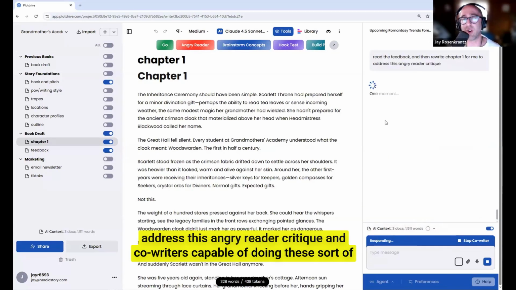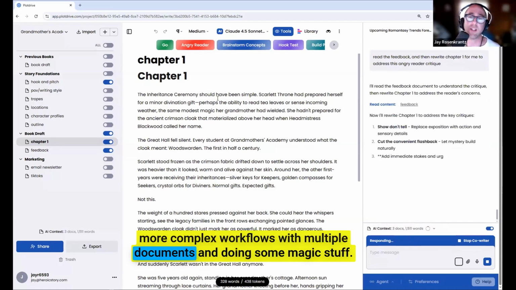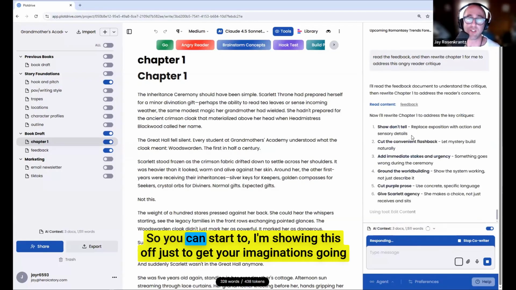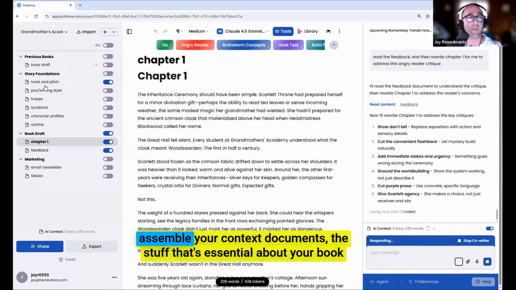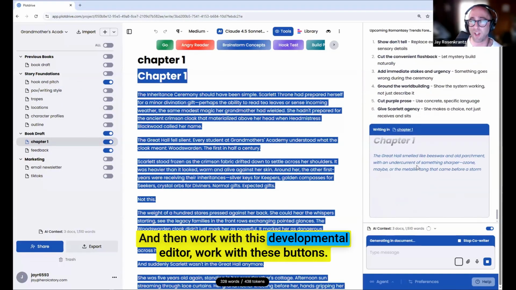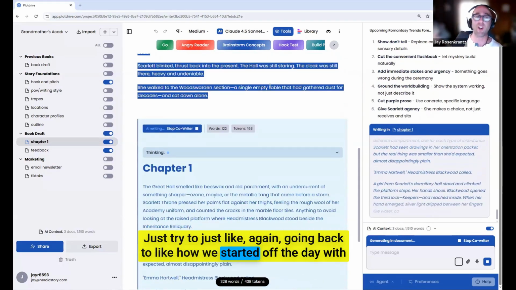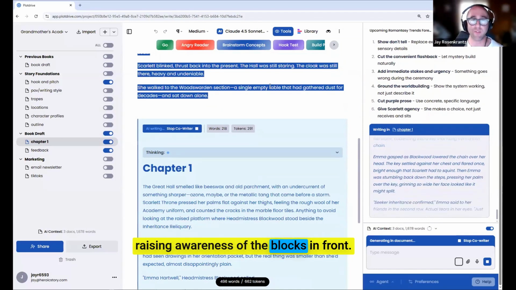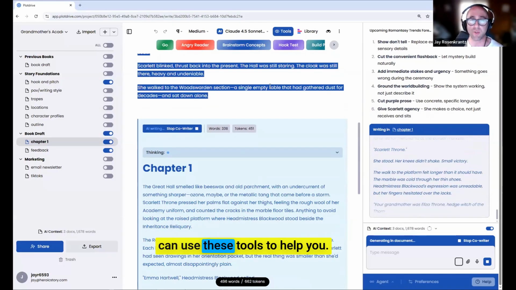And Co-writer is capable of doing these more complex workflows with multiple documents and doing some magic stuff. I'm showing this off just to get your imaginations going on the kinds of workflows that are possible with this concept of assembling your context documents, the stuff that's essential about your book, over here on the left as you're building it, and then working with this developmental editor, with these buttons. Again, going back to how we started off the day with raising awareness of the blocks in front of you: once you name the block, whatever it is, you can dismantle it. And you can use these tools to help you.